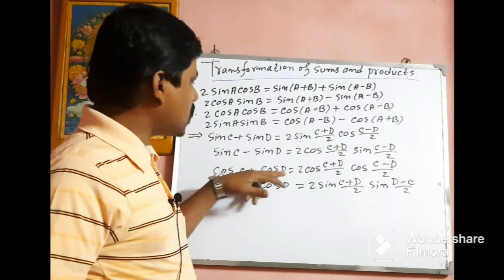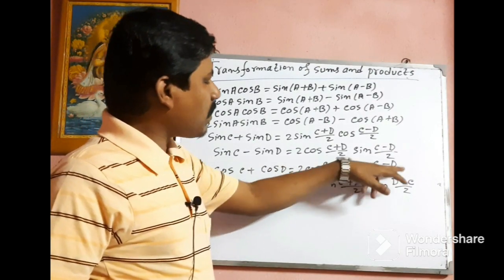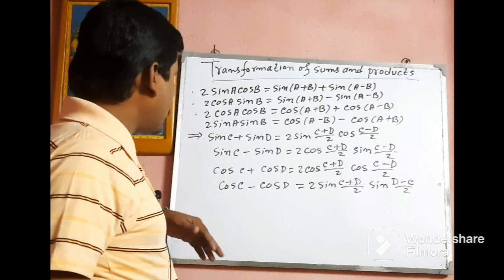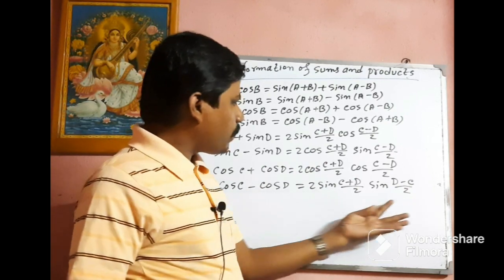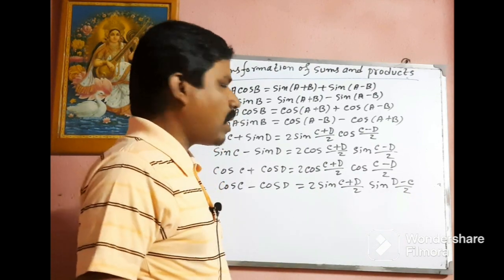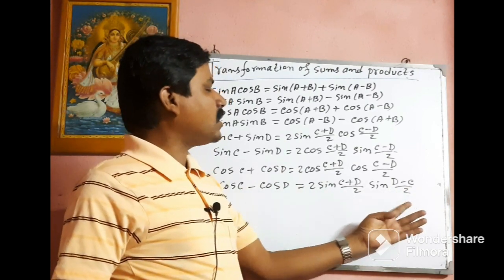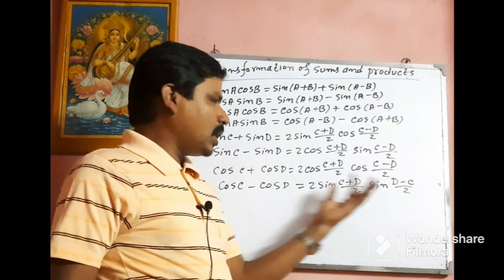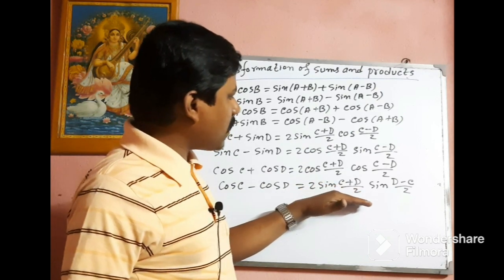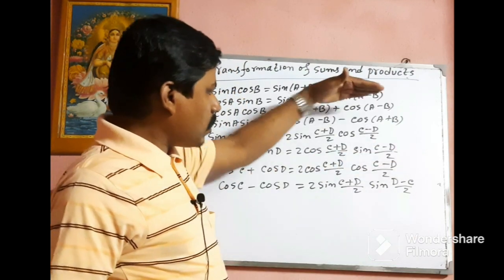Similarly, cos C plus cos D is equal to 2 cos C plus D by 2 multiplied with cos C minus D by 2. The last formula in our discussion of this chapter is cos C minus cos D. Here this is different: D minus C by 2. Many times our students write this as C minus D by 2, but this is not right. You have to think: it is 2 sin C plus D by 2 multiplied with sin D minus C by 2. This is the difference among all.